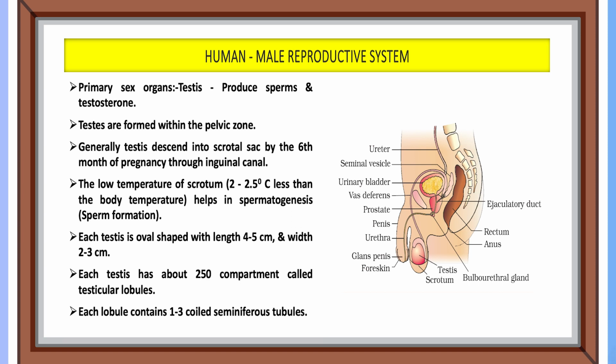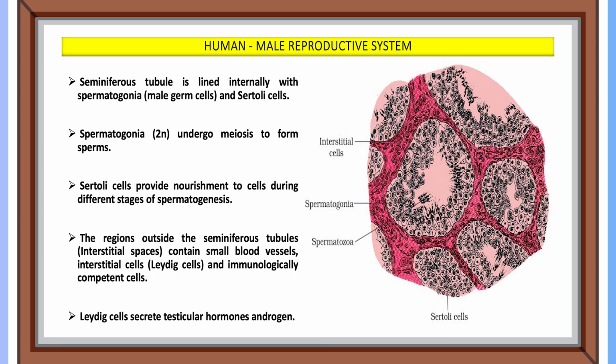Each testis has 250 compartments called testicular lobules. Each lobule within the testis contains 1 to 3 coiled seminiferous tubules. Now, what are the seminiferous tubules? Seminiferous tubules are lined internally with spermatogonia, which are diploid cells. They undergo meiosis to form spermatozoa. Sertoli cells give shape and nourishment to the cells during different stages of spermatogenesis.